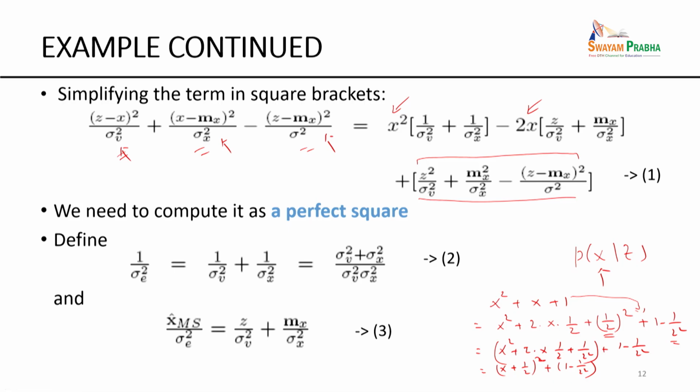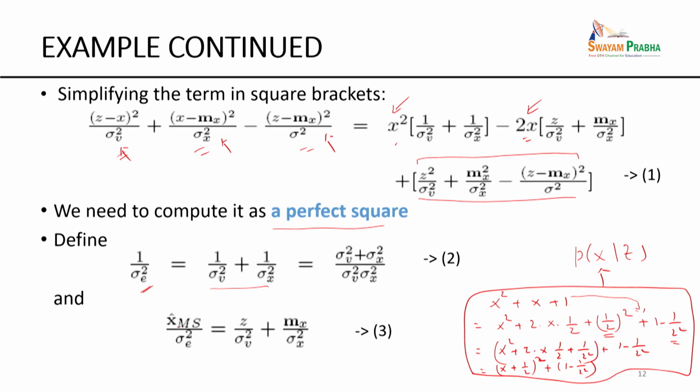By applying a similar technique to this term, which is like an x squared term, a 2x term, and a constant term, I can perfect the square. To that end, I am going to define 1 over sigma square e is equal to that.